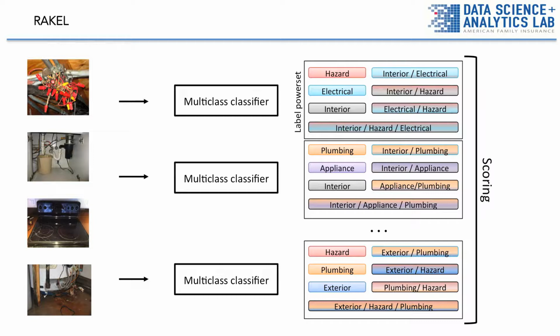Again, instead of one big multi-class classifier, we're going to have a number of big multi-class classifiers where the output space of each is the power set of a subset of the total set of labels. So this is the case for k equals 3. This multi-class classifier is going to be responsible for hazard, electrical, and interior. This one's going to be responsible for plumbing, appliance, and interior. And this one's going to be responsible for hazard, plumbing, and exterior. They're each going to assign a score to the labels in their set, and then those are going to be aggregated using the method that I mentioned in the prior slide.